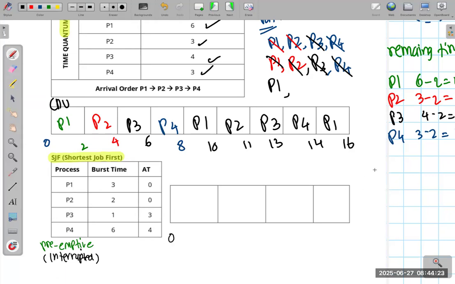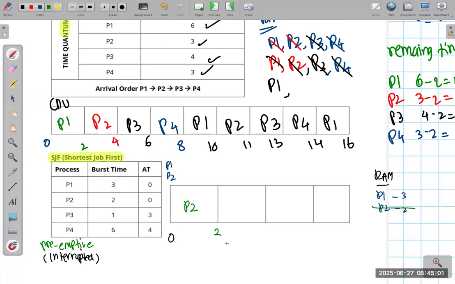So at time 0, what are the processes available in the RAM? You will see P1 and P2 coming in. Both P1 and P2 come in. Then who will be taken in with the shortest remaining time? That's P2. P2 will execute till someone else comes in. That is 2. At time unit 2, he is finished.